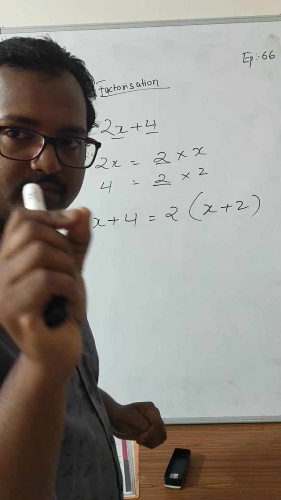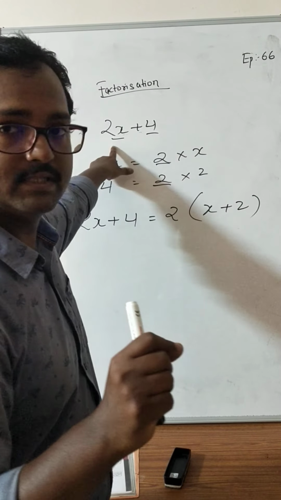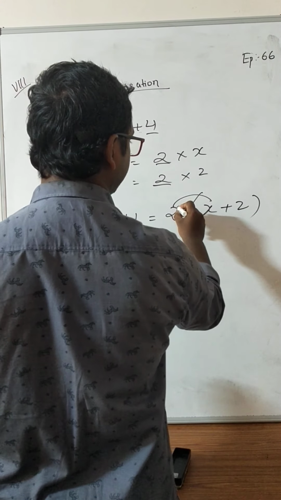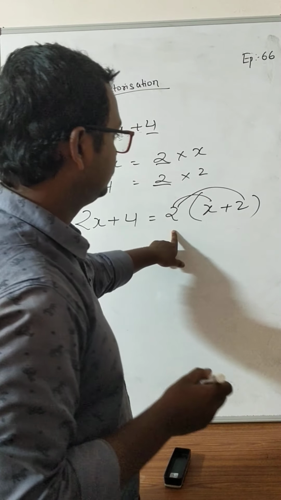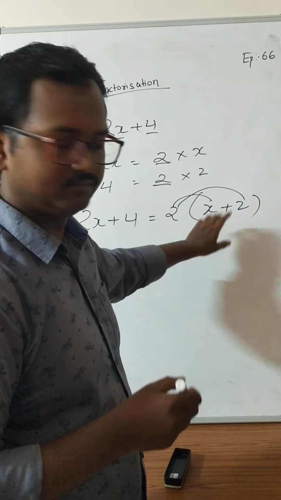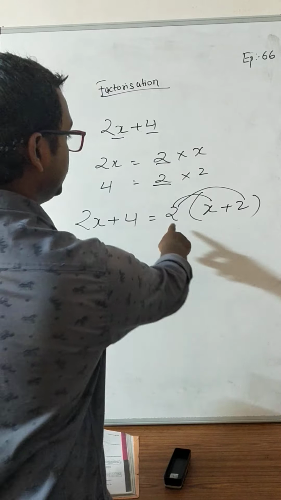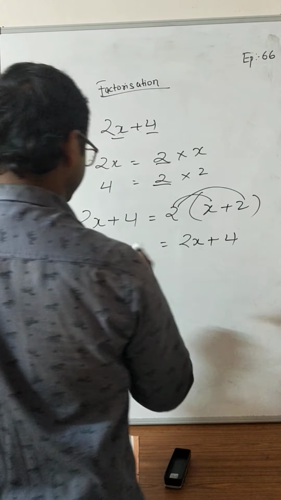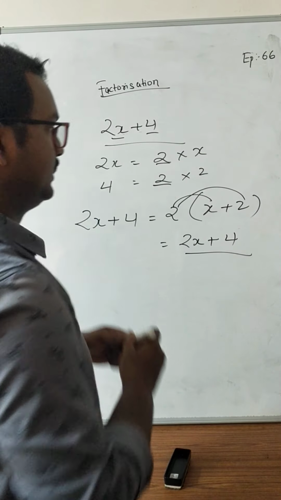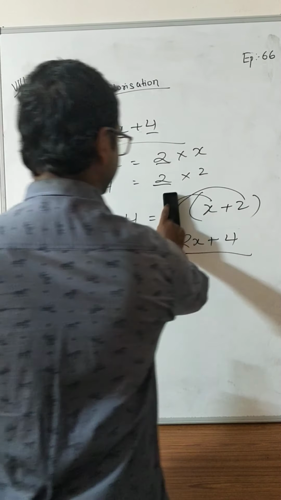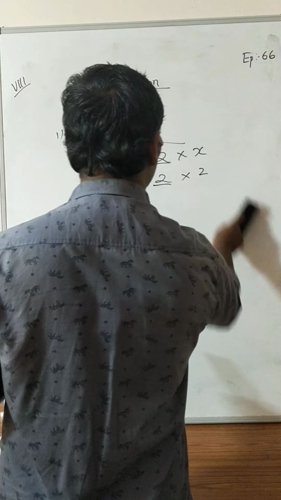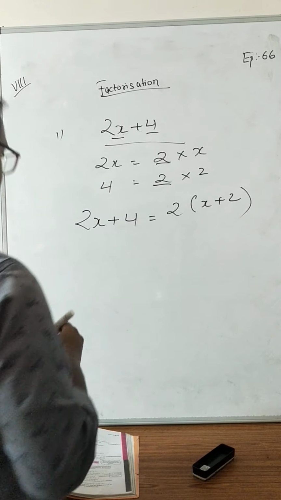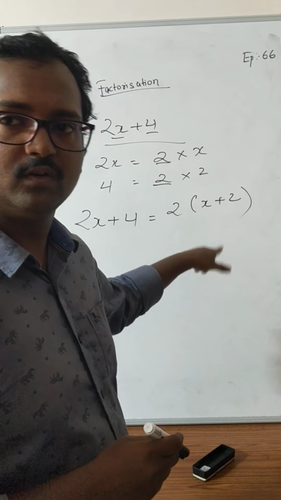When you expand it, you will get the same answer. This is how we expand: we multiply the common factor with the terms inside the bracket. So 2 into x, 2x. 2 into 2, 4. See, we are getting the same answer. So after factorization, after taking common, we will get 2 in the bracket x plus 2. This is how we have to take common factors.